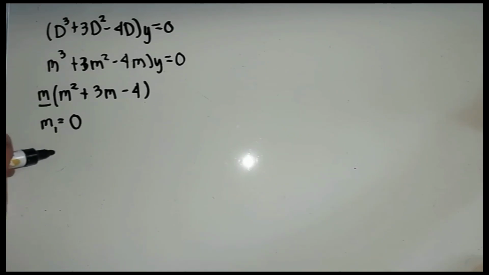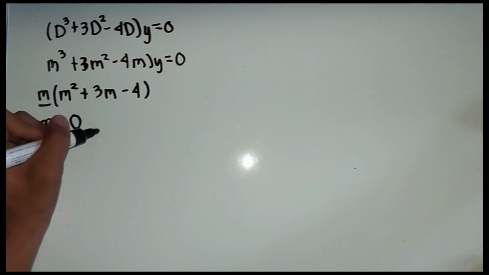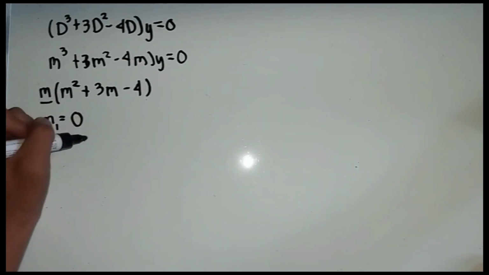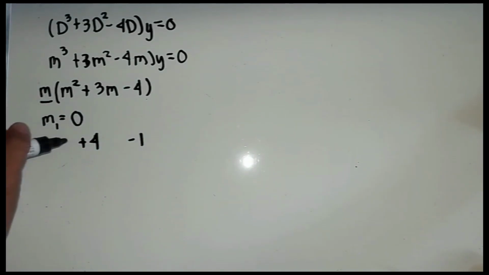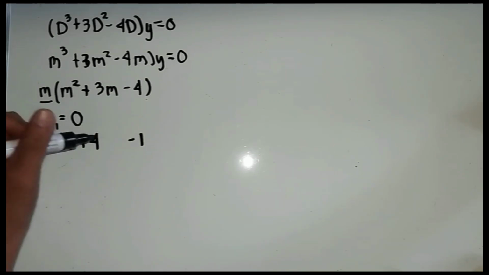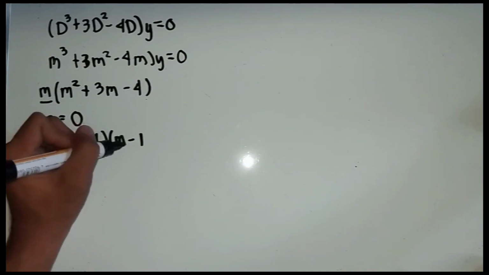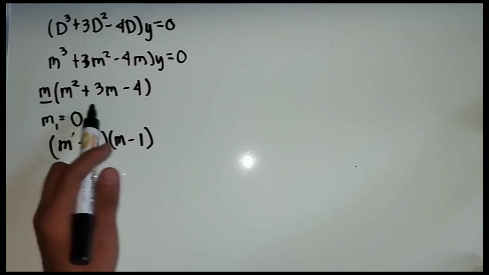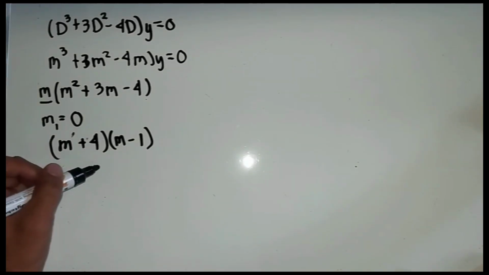The numbers should be positive 4 and negative 1. So we have m plus 4, and then we have m minus 1. So this is the factored form of this quadratic equation. Now we're going to equate each factor to 0.